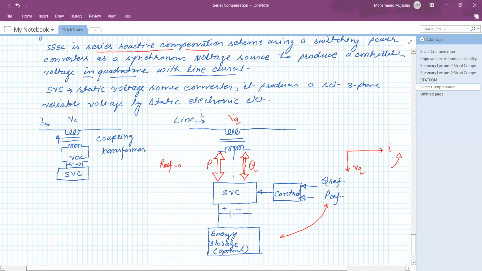And whereas when VQ is leading with respect to the current I, we can say that the current is lagging, and therefore it is called inductive reactive compensation. So on this side, it is the inductive side, and this is the capacitive side.